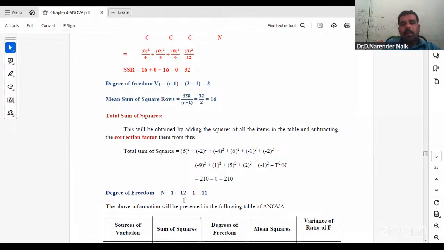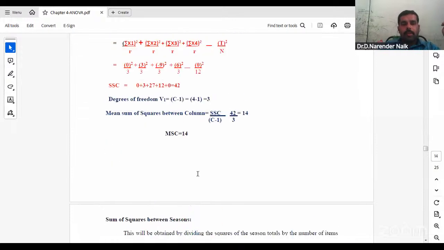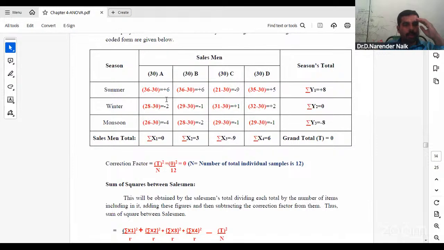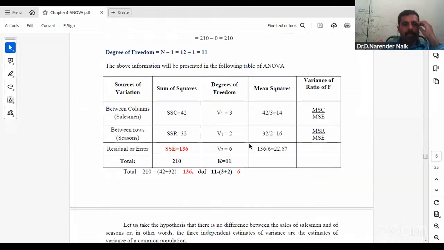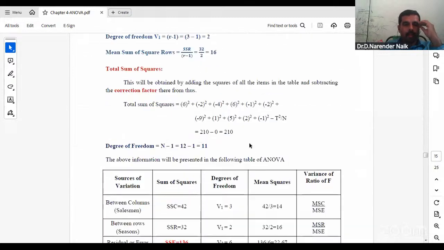subtracting the correction factor. Thus, the total sum of squares is equal to, see, these values: 6, 6, 6, 2, 4, 6, 1, 2, 9, 1, 1, 5, 2, 1. So 6 square plus 2 square plus 4 square plus 6 square plus 1 square plus 2 square plus 9 square plus 1 square plus 5 square plus 2 square plus 1 square minus T square by N. That is 210 minus 0, that is 210. Then degrees of freedom is equal to N minus 1, 12 minus 1.